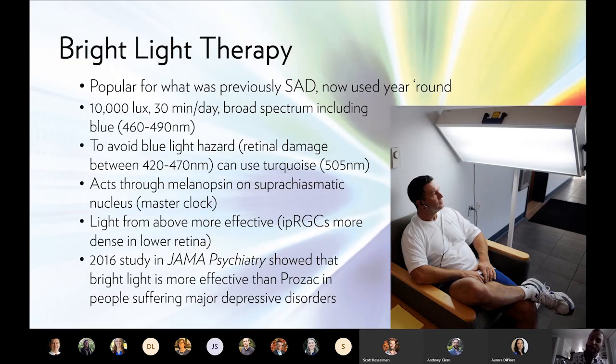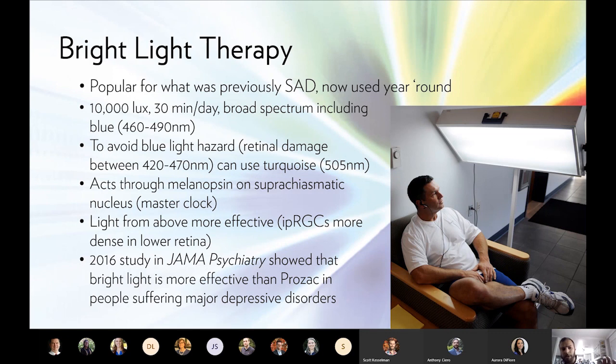Types of light therapy. Bright light therapy. John Ott, which is kind of a shout out to Jacob's presentation, who's a photographer, started a company in 1989 to promote full spectrum lighting for health purposes. This was previously used for what was called seasonal affective disorder, which isn't anymore, but it's now used year round for mental health primarily. Broad spectrum lighting for 30 minutes a day.